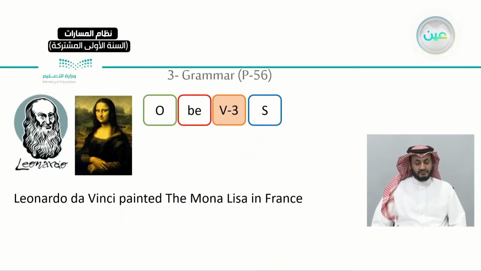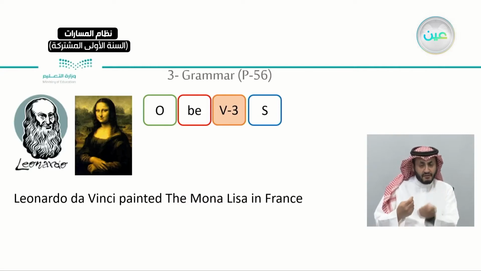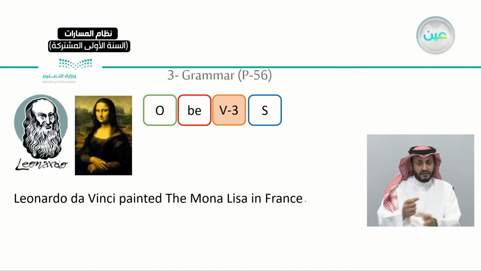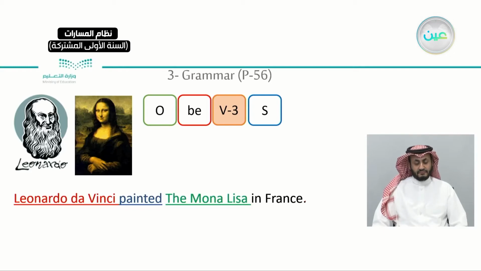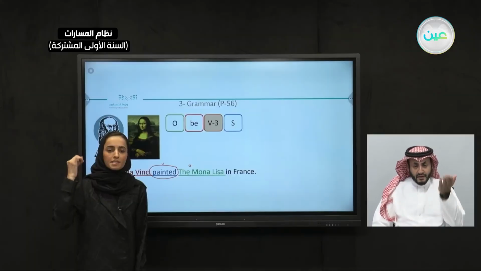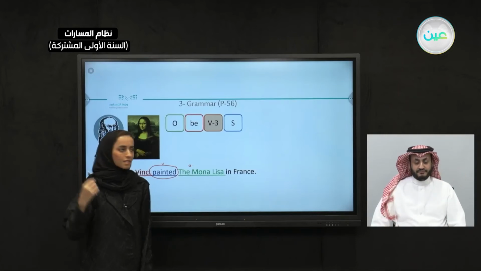Let's check it here. Leonardo da Vinci painted the Mona Lisa in France. This is a sentence. Now the first thing that you will do to form a passive is come up with where is the subject, where is the verb, where is the object. So I can rearrange the sentence. Leonardo da Vinci is the subject. I will take it out. Painted is the verb. The Mona Lisa is the object. Notice the tense of the verb here is in the past. Painted years ago in France.